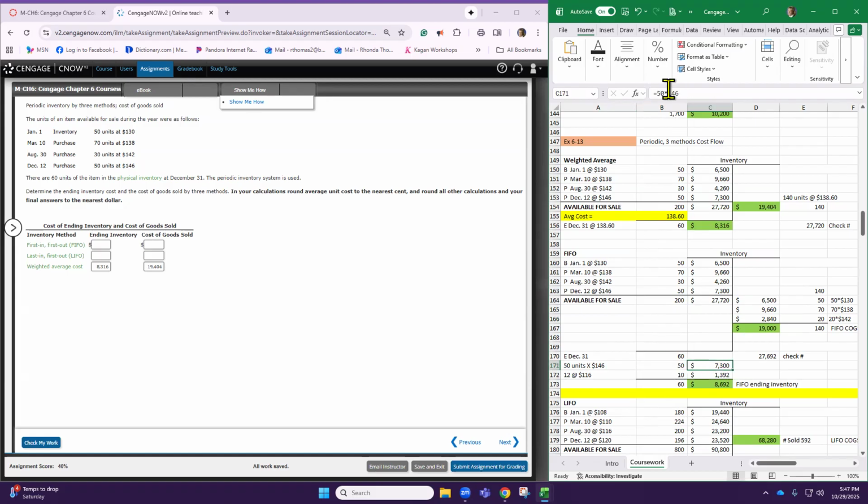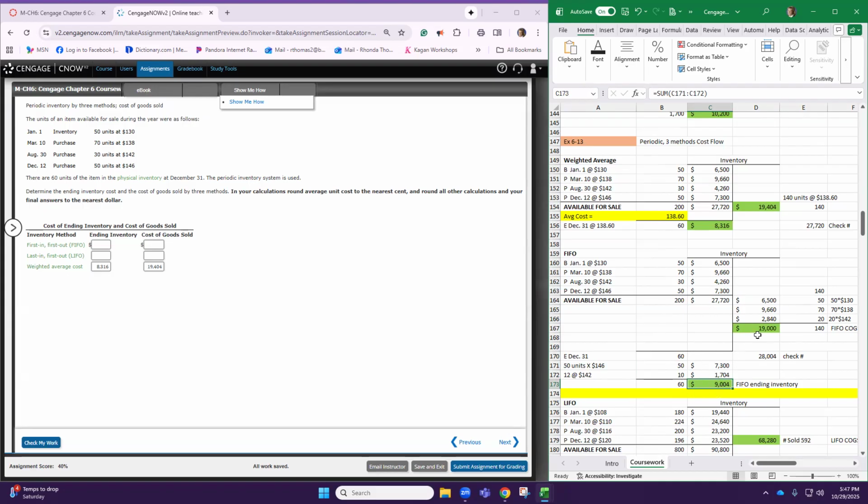Let me go ahead and calculate this differently. I know it's going to answer the same, but equals the 50 units that we have here times the last cost, $146. Okay, and then we have 12 units at 142. Okay, that's the third layer. 20 of them are over here. The other 10 are down here. So now let's do the math. So we have 12 units at 142.